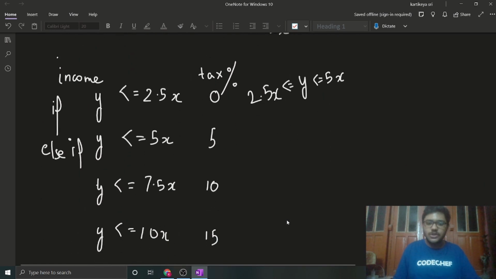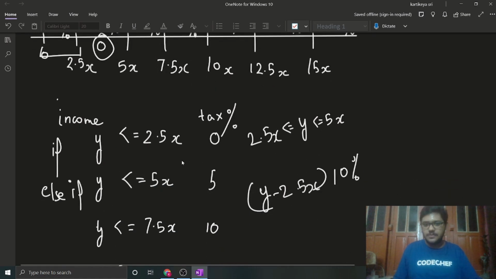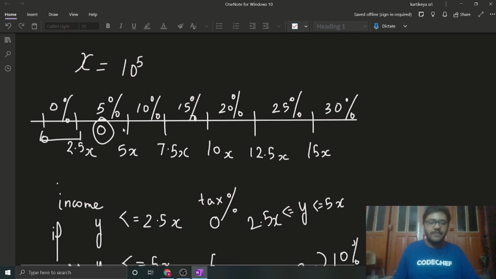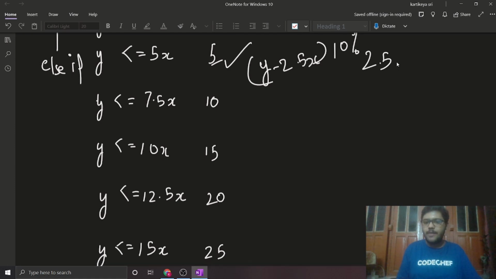On what particular amount of money would the tax be charged? On this amount of money, 5% tax would be charged, because for this 2.5 to 5 lakh range, the tax rate is 5%. Now, if y is greater than 5 lakh and less than 7.5 lakh, in this particular tax slab, the tax rate is 10%. So if y lies here, then the previous tax slab is counted fully: on an amount of 2.5 lakh, 5% interest is considered.